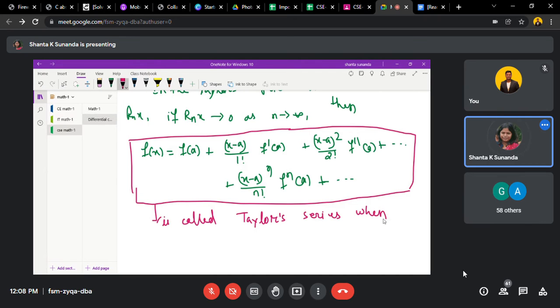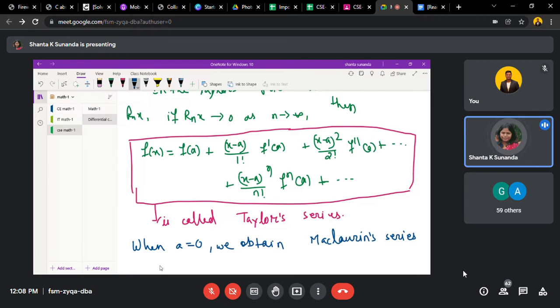Now when a equals 0, the Taylor series will reduce to the Maclaurin series, or the Maclaurin series is a special case of the Taylor series. So we obtain Maclaurin's series. Here a is 0.